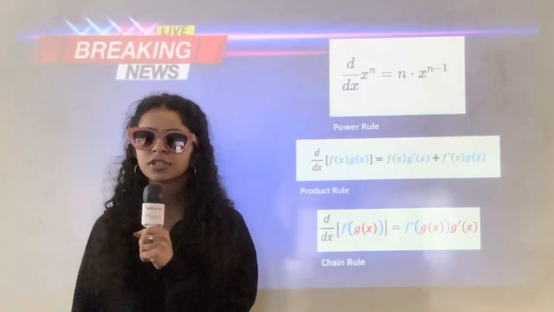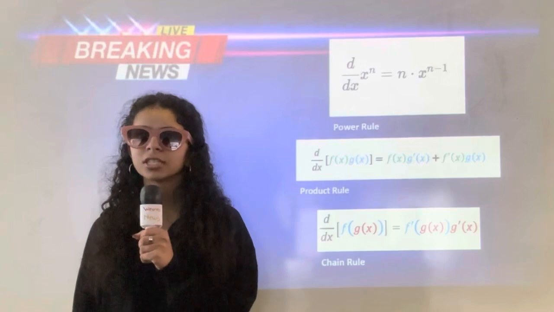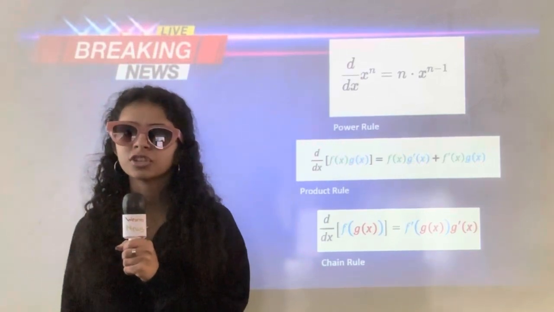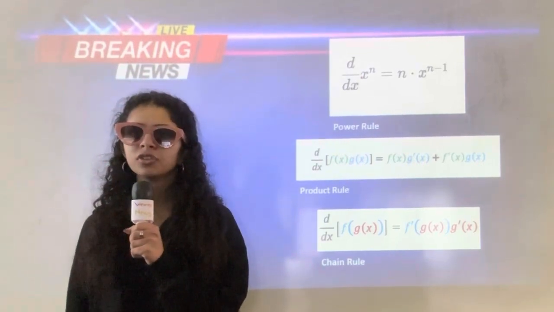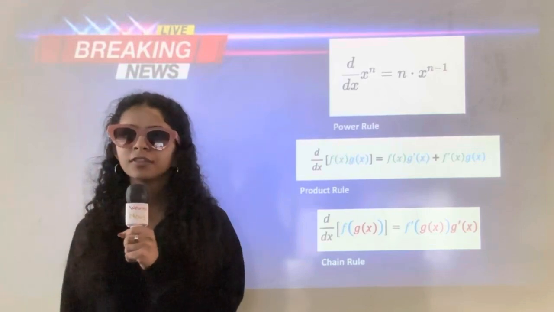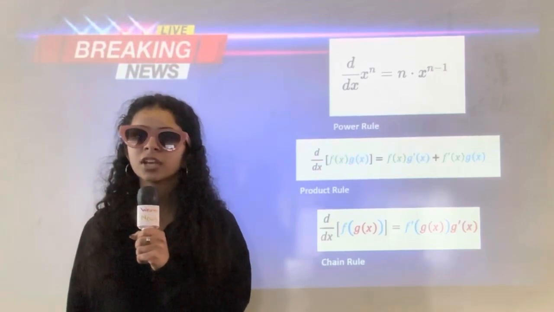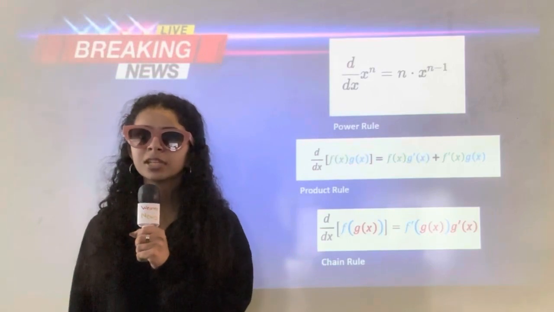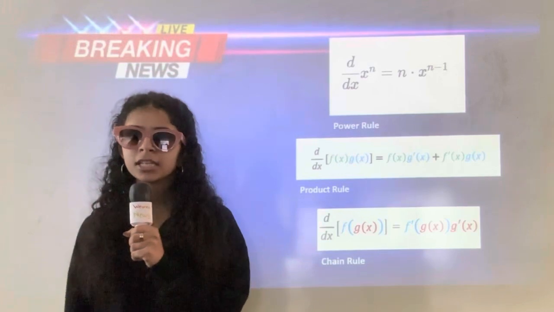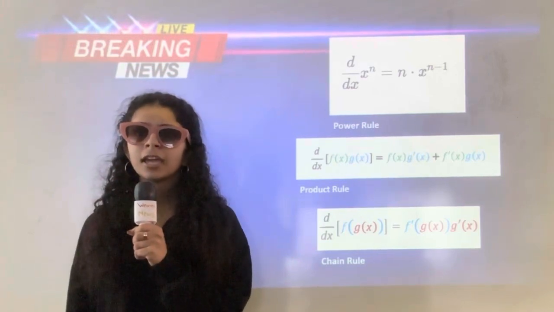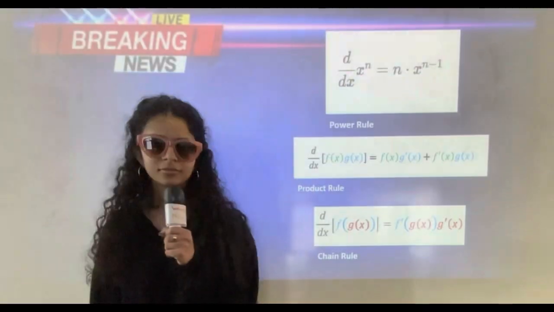A method used to solve derivatives of more complex functions is the chain rule, which expresses the derivative of the composition of two differentiable functions f and g in terms of the derivatives of f and g. This is used when a differentiable function, or a function that has a derivative, contains another differentiable function, and you have to find its derivative.